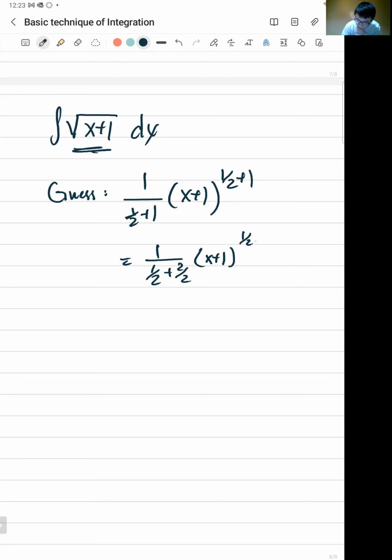So 1 over 2 plus 2 over 2, then that'll be 2 over 3 times x plus 1, sorry, 3 over 2. All right, feel free to pause the video and check my math and see how I can guess from here to here. I hope it's simple math for you. But anyway, this is my guess. Now I have to prove it.